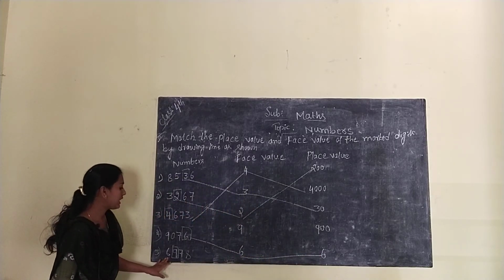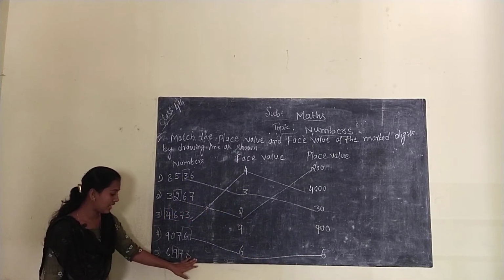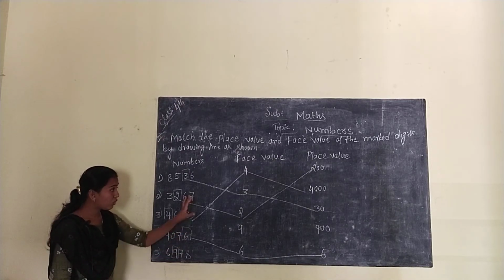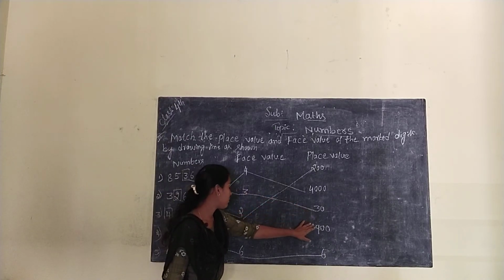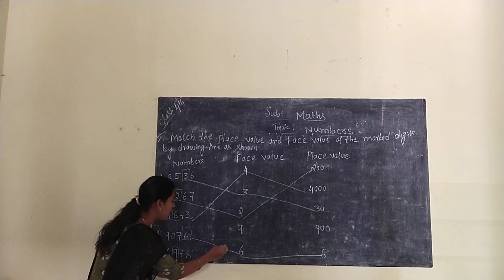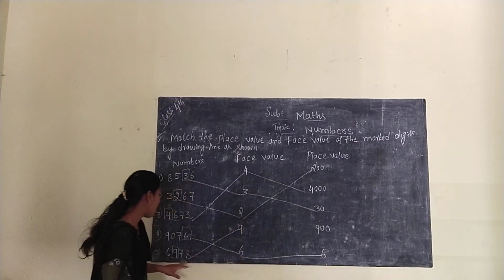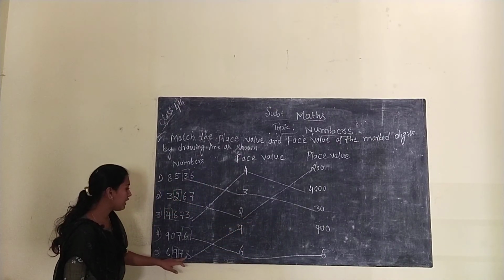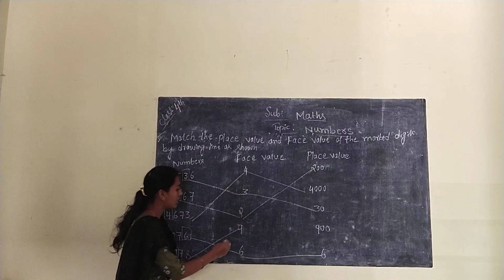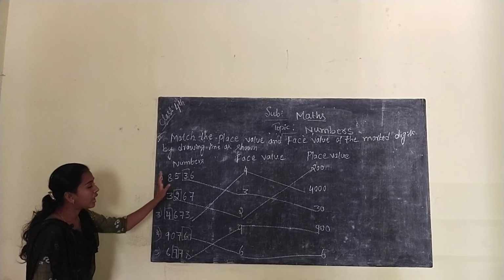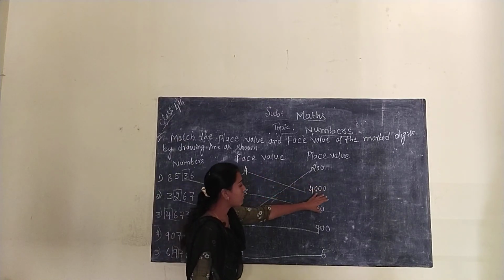Next given number is 6978, which is here in the box. 9. 9 is which place? 9 is hundreds place. We have to find out face value and place value. Face value is 9. We have to mark it 9. We have to find out place value also. 9 is hundreds place. 9 into 100, 900. We have marked 900. Given some numbers, we have to find out face value and place value.